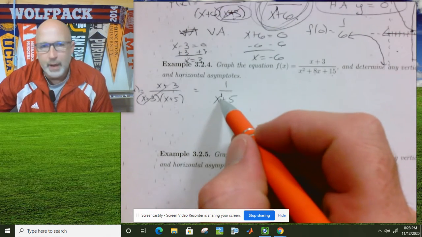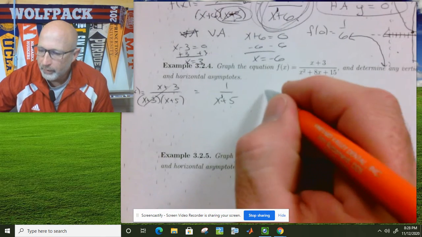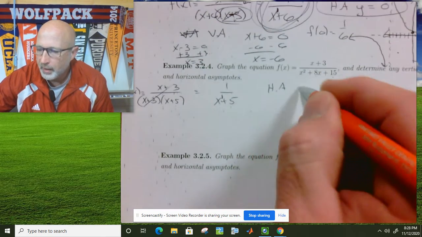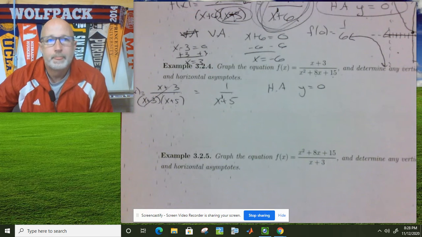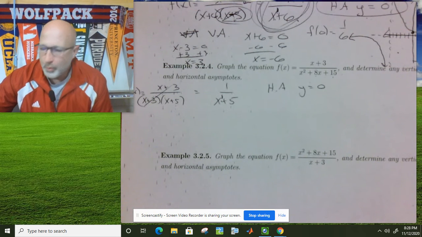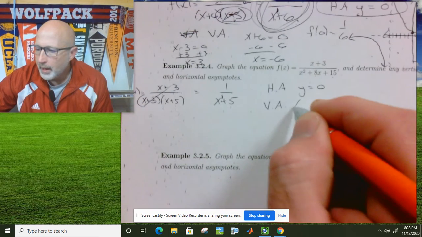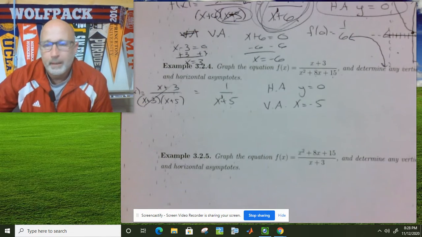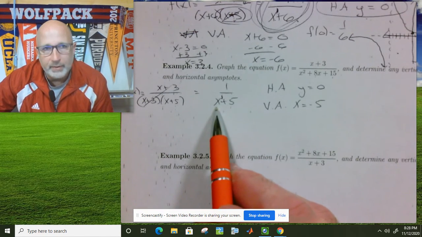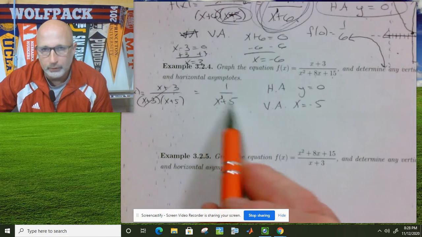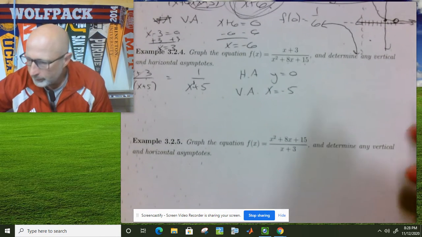So the degree of the bottom is more than the top. Therefore, there's a horizontal asymptote at y is equal to 0. Furthermore, I know that there is a vertical asymptote at x is equal to negative 5, because if I plug negative 5 into this, it will make the denominator equal to 0.